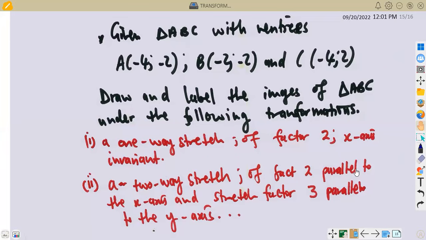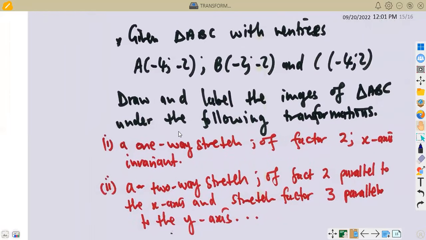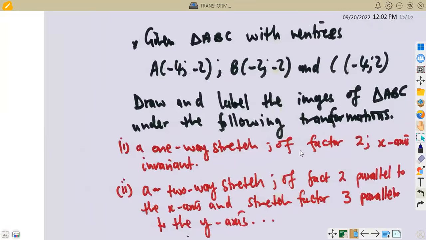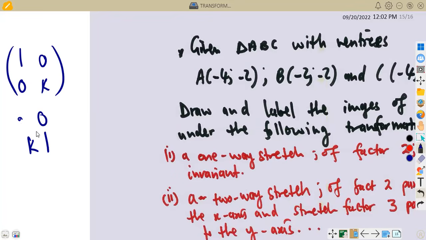So we're going to use the matrix concept, that is matrix times object is equal to image. But this one is x-axis invariant, so we're going to use our look concept. Remember the look concept. It's going to look like this, okay? Or it can look like this. We have got a 0 here, another, so it's going to be like this.